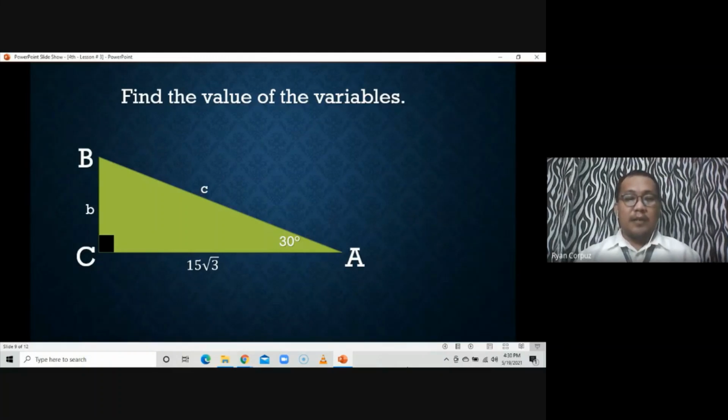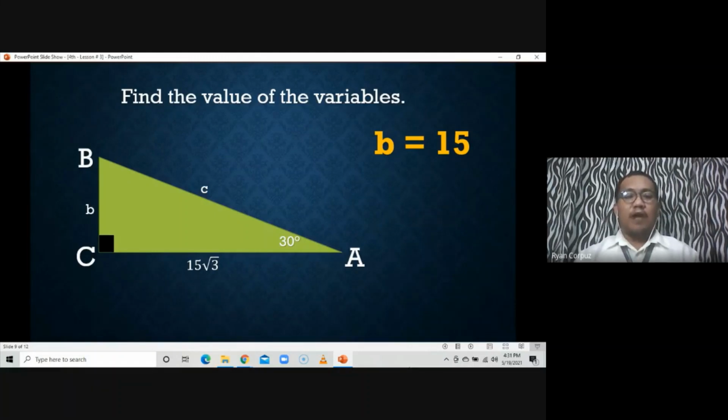So, sa madaling salita, pwede natin yung shortcut na i-divide lang natin yung longer leg by square root of 3. So, pag divide natin yung by square root of 3, makakancel square root of 3, ang magiging value ng B ay 15. So, yun ang magiging value ng B.